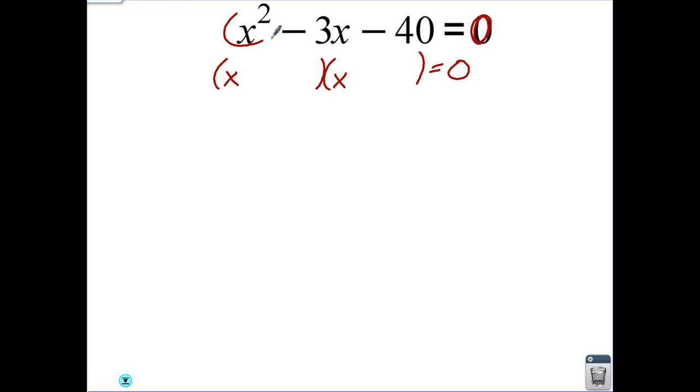X times x gives me my x squared. And now the two questions again. I need two numbers that add to give me negative 3, but don't start there. Add to give me negative 3, and those same two numbers must multiply to give me negative 40. And you have me make a list. Multiplies to give me 40. Let's do a short list here. What are some things that multiply to give you 40? 4 and 10, good.